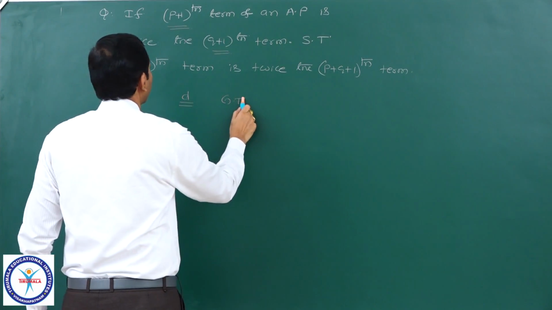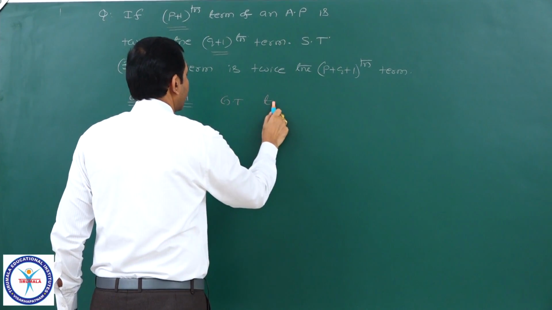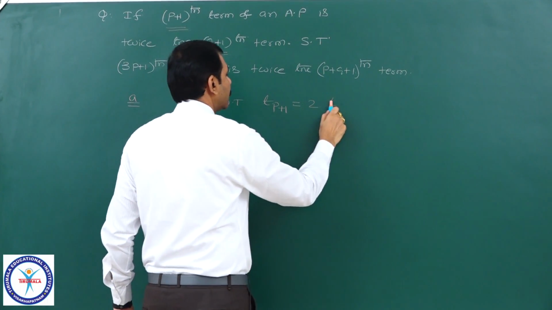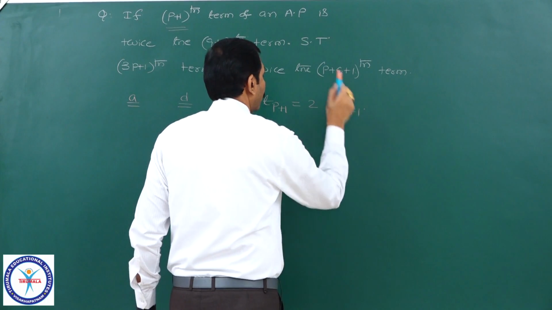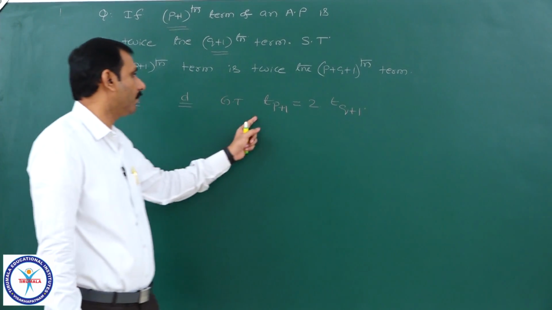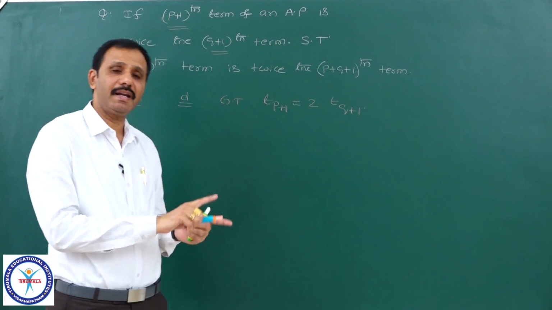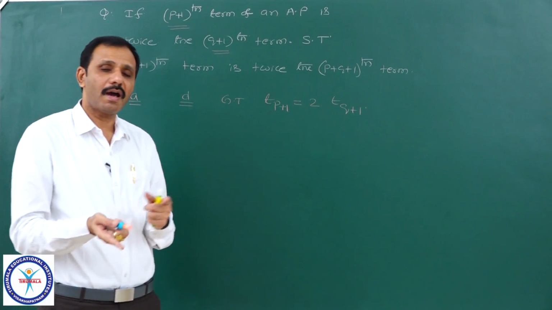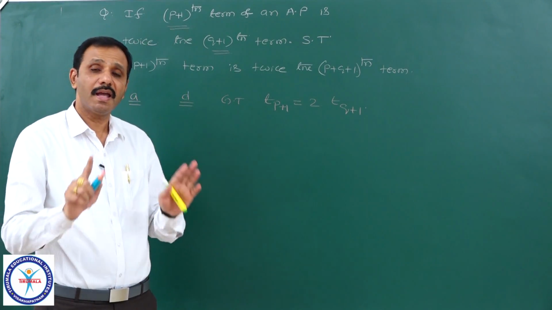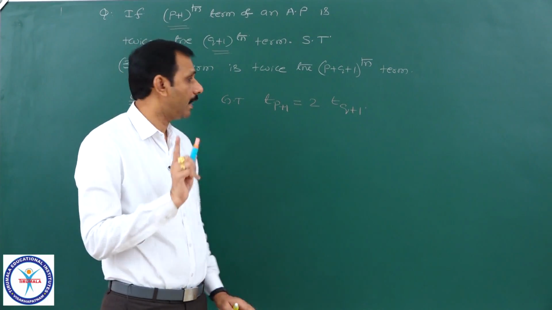Given that the p plus 1th term, t of p plus 1, is equal to twice the q plus 1th term, t of q plus 1. As I told you in the previous problem, with only one equation I can write a in terms of d, or d in terms of a, or a relation in terms of a and d only. I cannot find a and d separately.